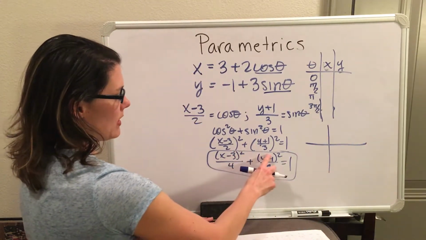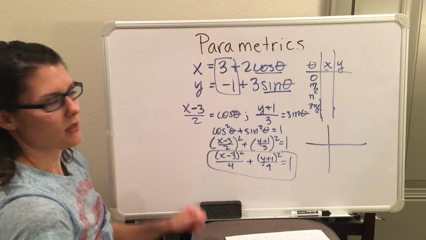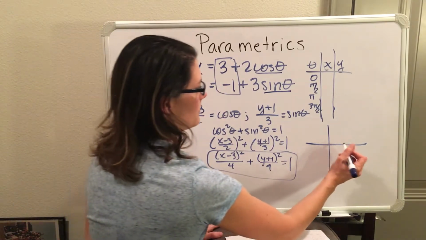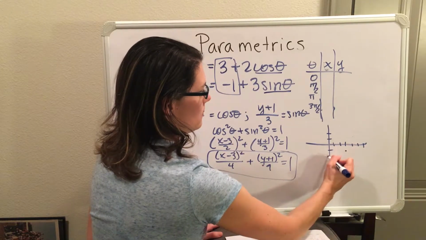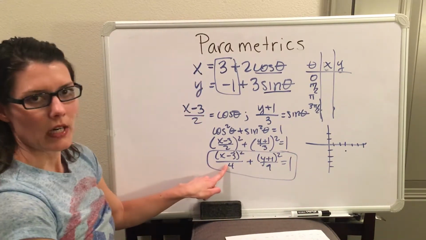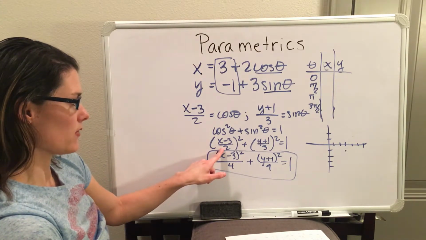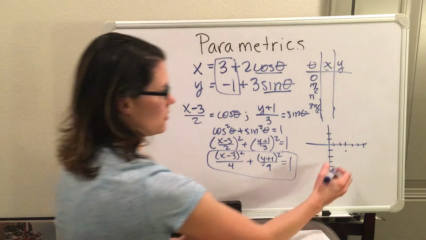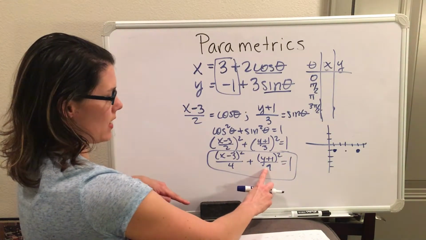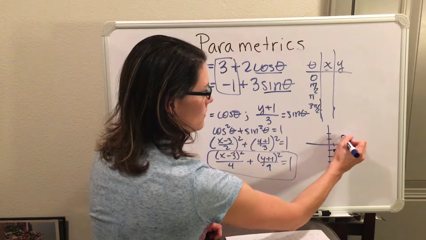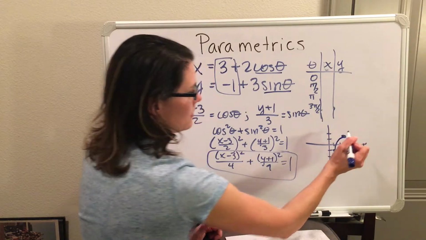Your center is at 3, -1, which, if you look at the original parametric equation, is located with the constants, so 3, -1. And then this 4 indicates the b value, and you need to square root it, or you can think of it as the number before you squared it. So you go out on the x by 2, and then on this one, you'll go up on the y and down on the y by 3. And then you have your ellipse.